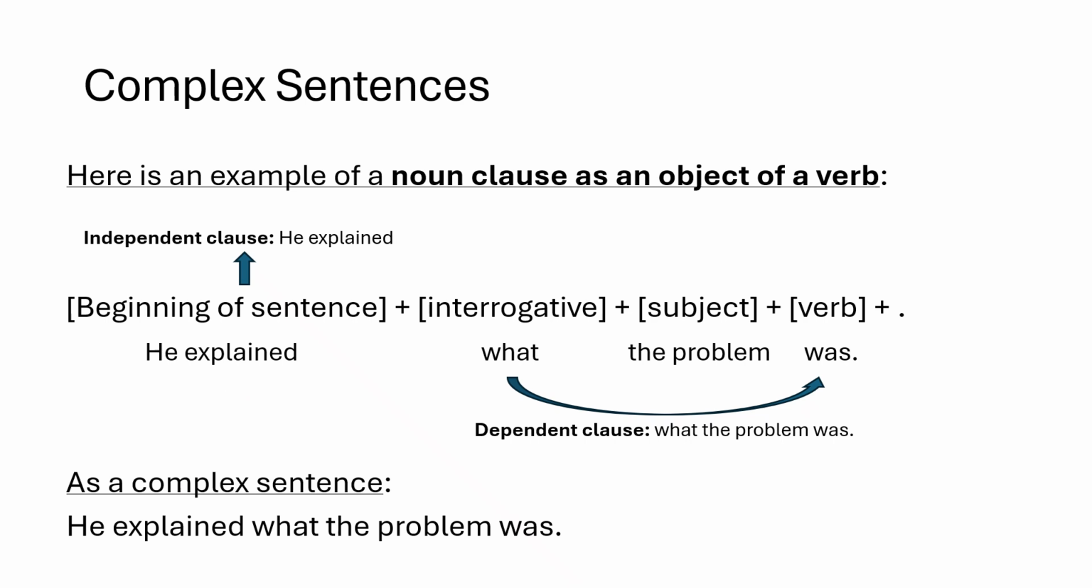The dependent clause, what the problem was, tells us what he explained. So as a noun clause, it is the object of the verb. As a complex sentence, it sounds like this. He explained what the problem was.